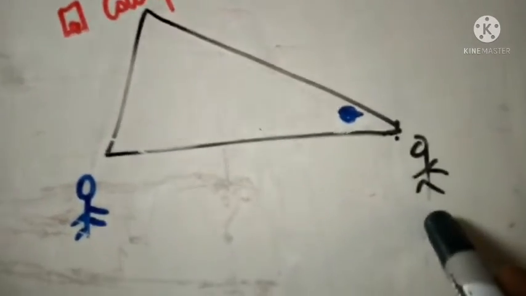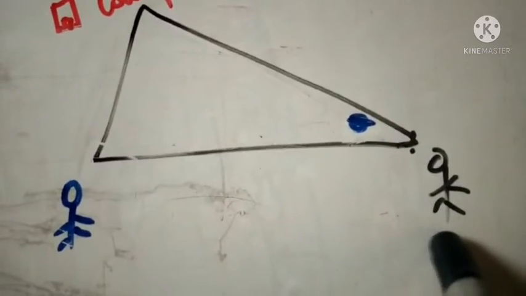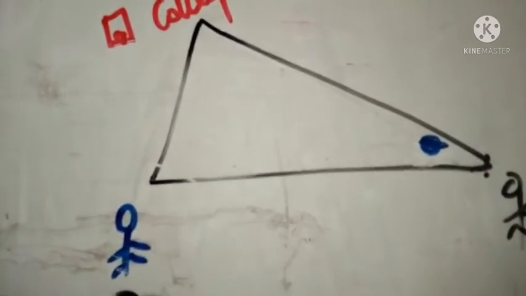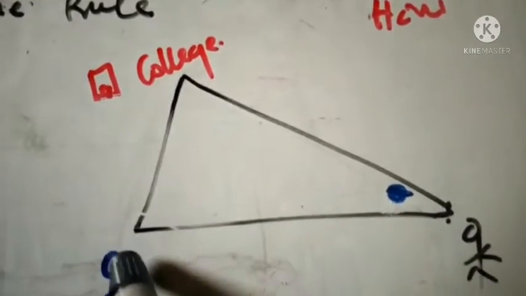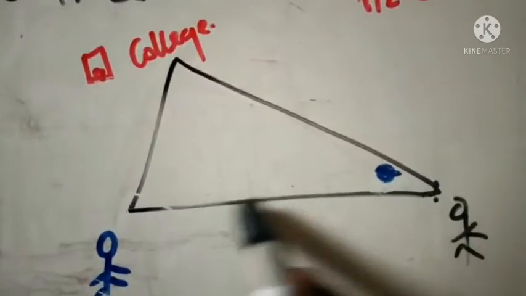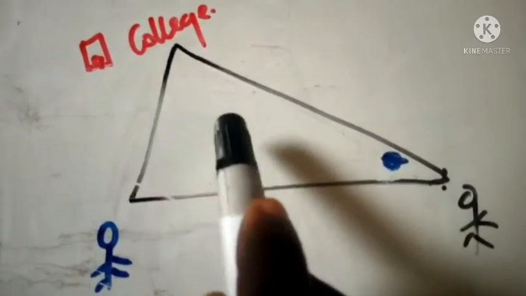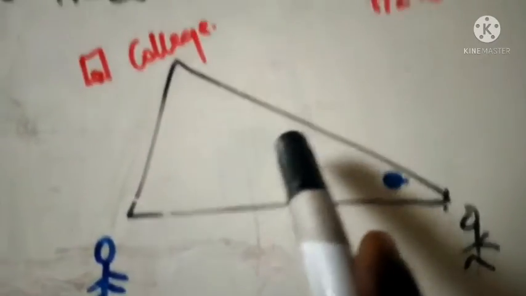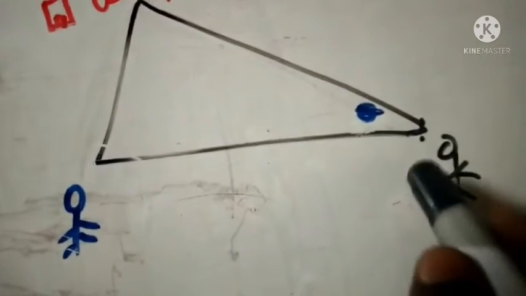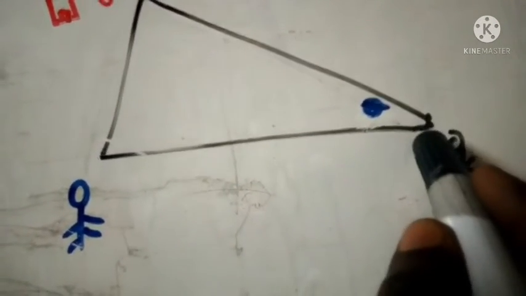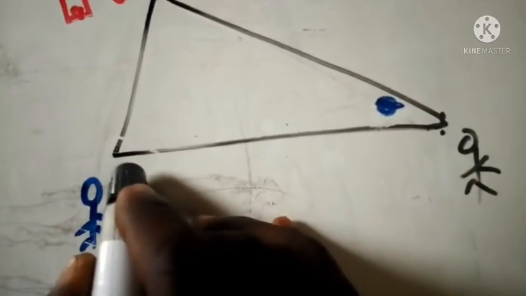Let's say you are located at this place, and your friend is also here. So this is the college. There's a college here. Mathematically, since you are three, you are forming what we call a triangle. Now, the reason for using the cosine and sine rule is to help us determine the distance from here to your friend's place.